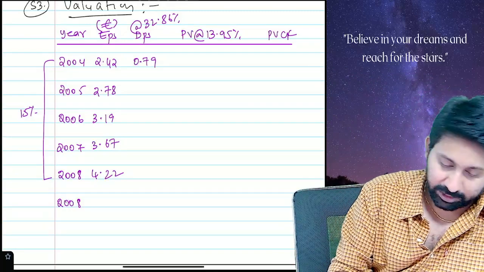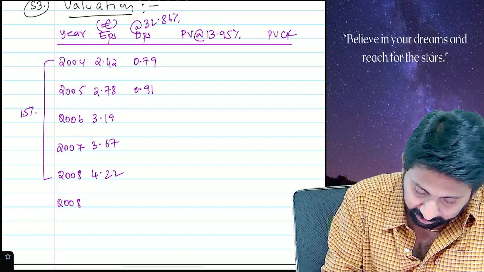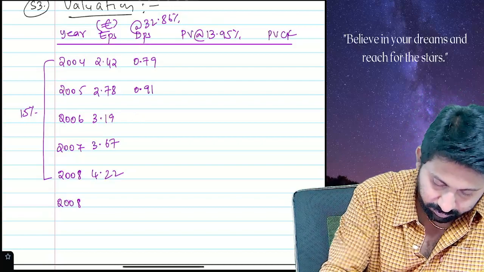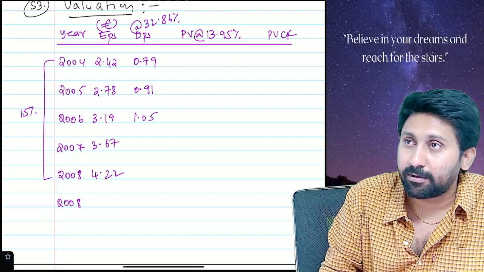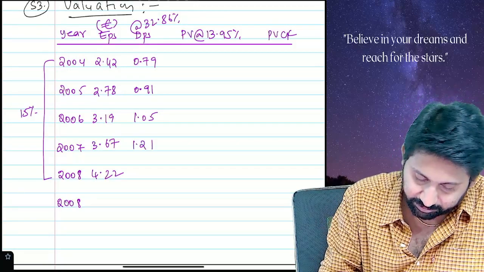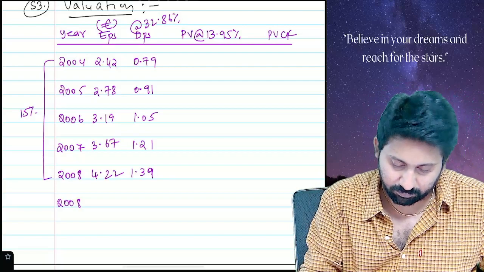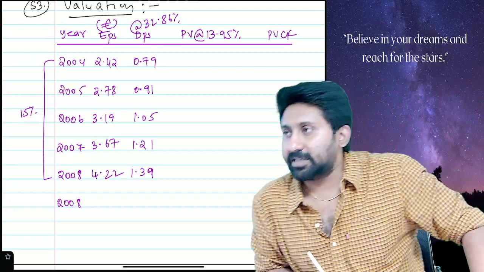0.79. Next. 0.91. Next. 0.05. Next. 2. Next. 1.39. Stop there. Listen carefully now.